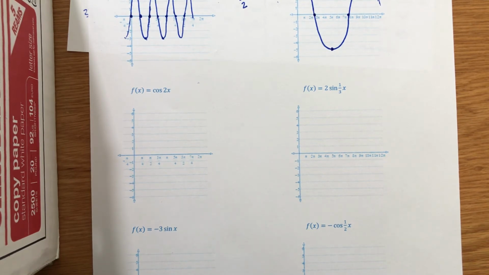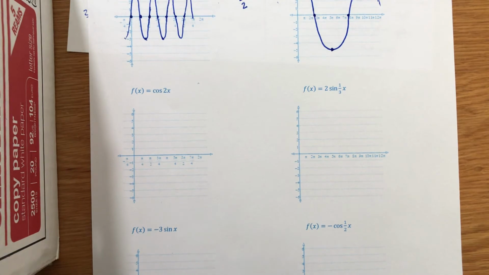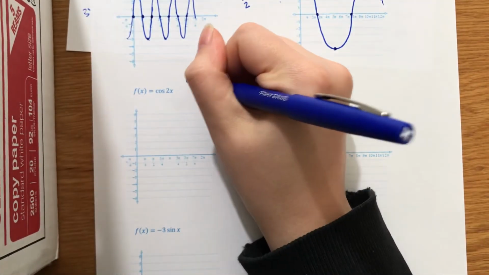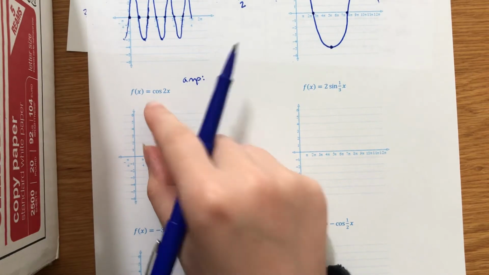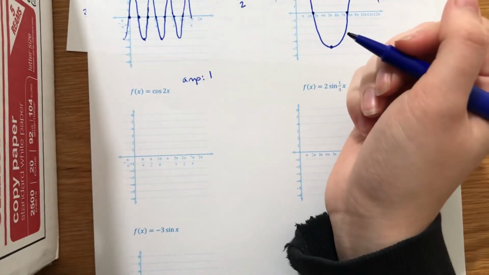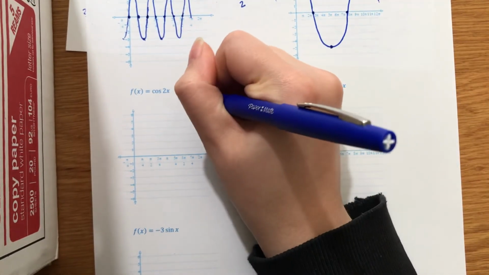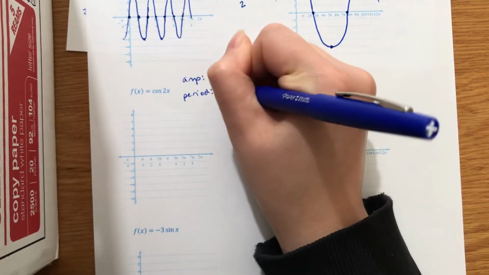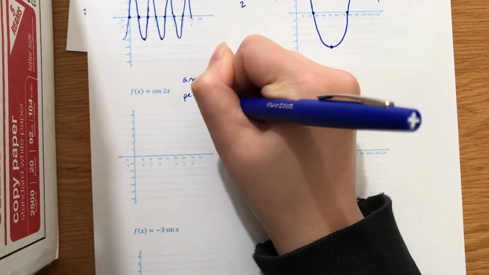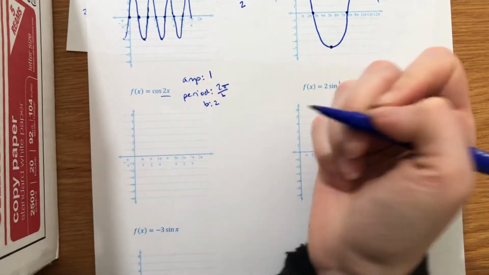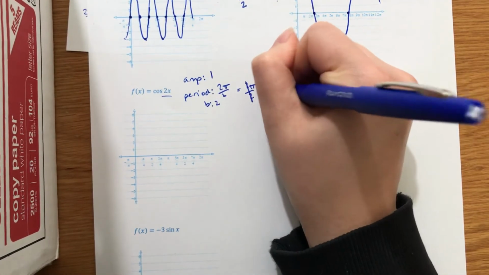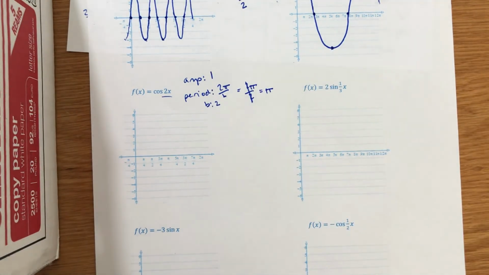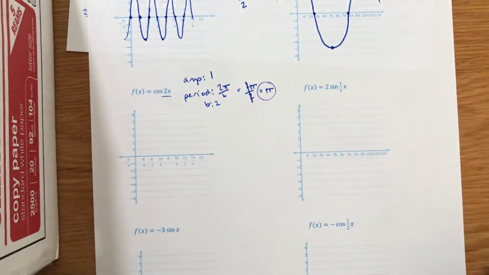All right, so let's graph cosine of 2x. So amplitude, what number is technically out front? What's your a value? If there's nothing, it's 1. And then your period is 2 pi over b. My b value is 2, because that's what's in front of the x here. So your period is 2 pi over 2, and it cancels out, so it's just pi. All right, so we're going to complete 1 cycle in a length of pi.